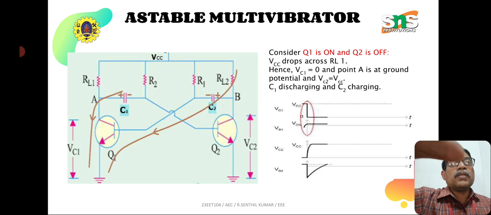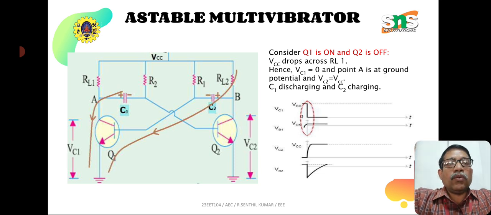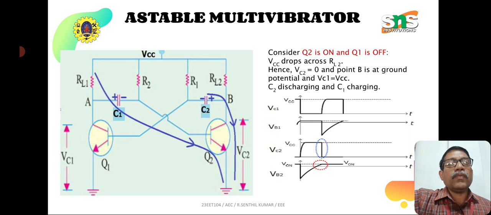Now what happens? See in the next slide. What happens once the capacitor is fully discharged? Once the capacitor is fully discharged, the base current is not sufficient for Q1. Therefore, Q1 is forced to turn off.